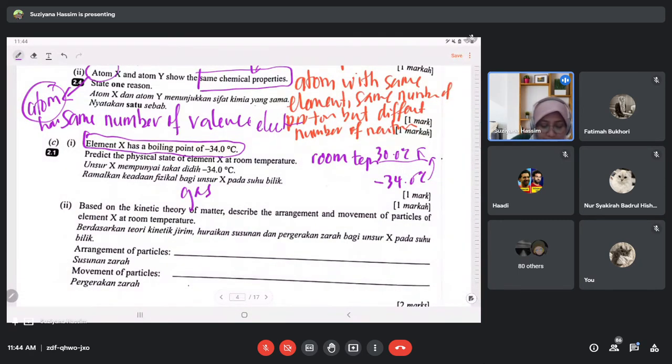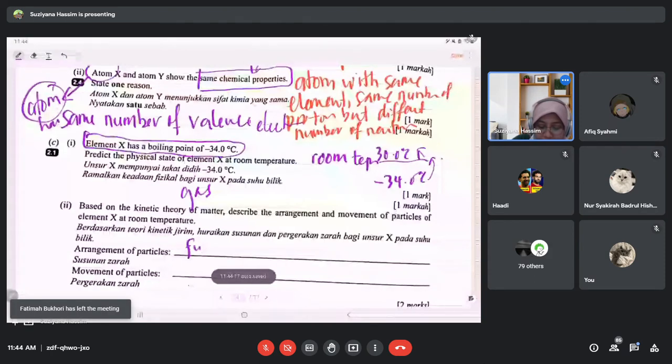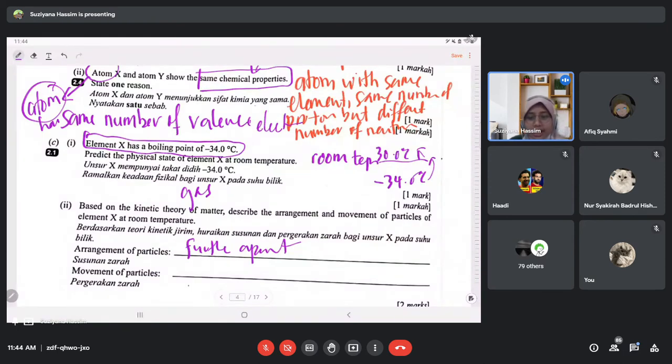So arrangement further apart. Okay? And movement has a higher kinetic energy. The movement faster, very fast. Okay, very fast atau higher kinetic energy. Okay, right? Because it's a gas. Teacher, how you know a gas? Okay, room temperature sayang. You see the boiling point? The word boiling point? So the movement has a higher kinetic.